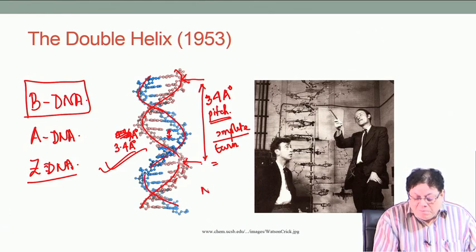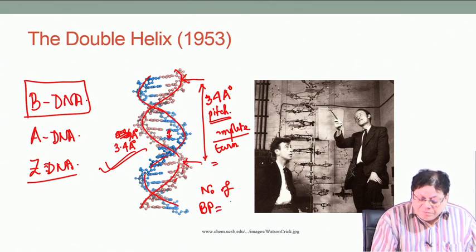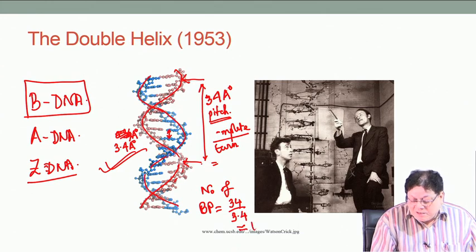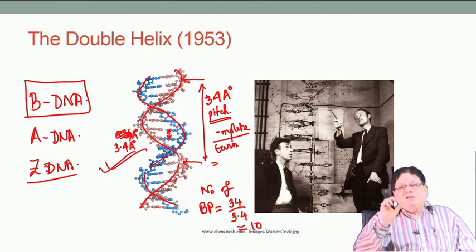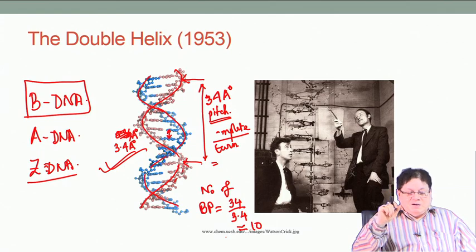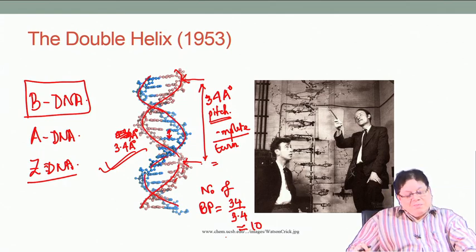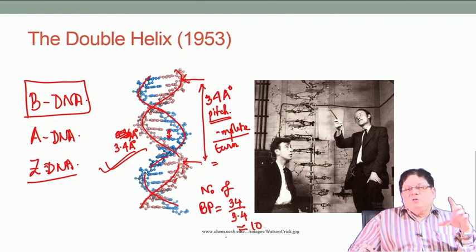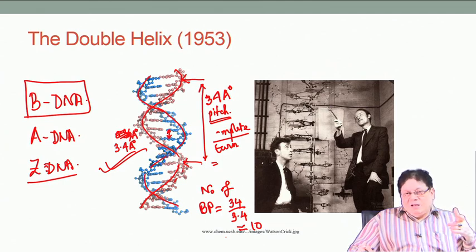So, the number of base pairs in one complete turn will be 34 divided by 3.4. So, it is approximately 10. So, there are 10 base pairs in one complete turn. In A-DNA, there are some DNAs which are more compact than this. There may be around 11 base pairs, that is called A-DNA. Okay. But as I said, the most common DNA is the B-DNA, and Z-DNA is a little different.